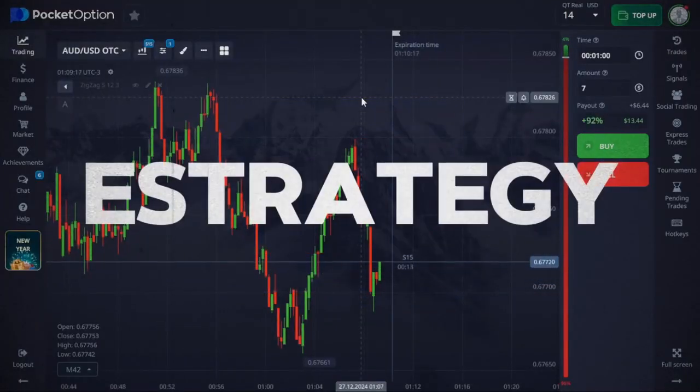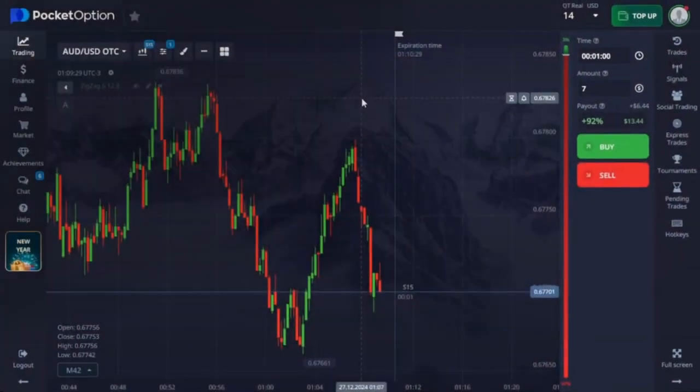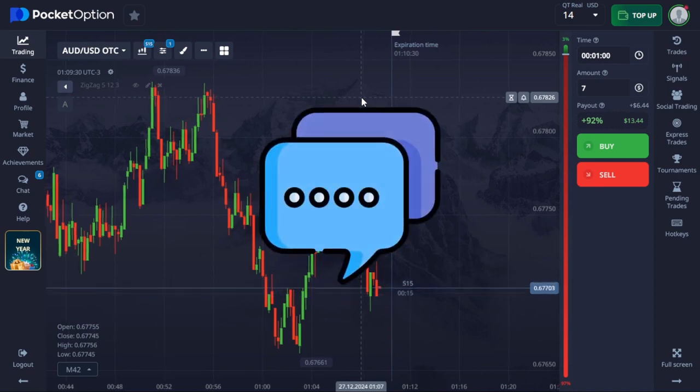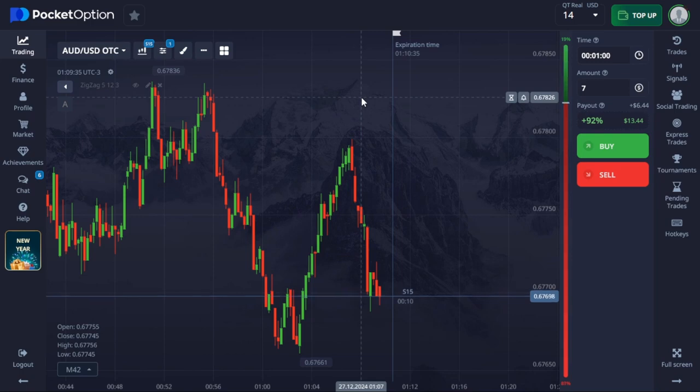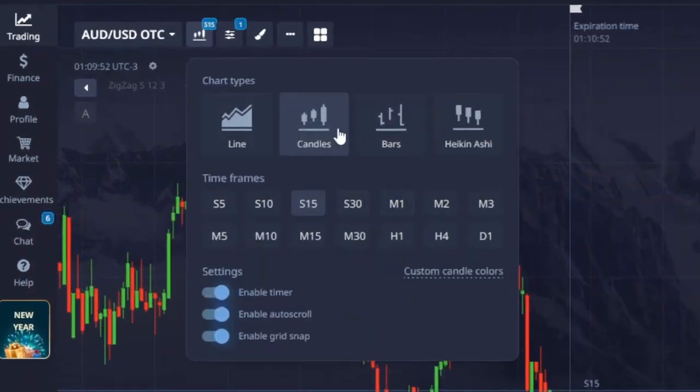We're going to use Hand of God. Many of the comments said the strategy was very good, and I approve of the same strategy, but applying another indicator called Supertrend. Let's use Reiki Nash and put it on the 15 seconds time frame.